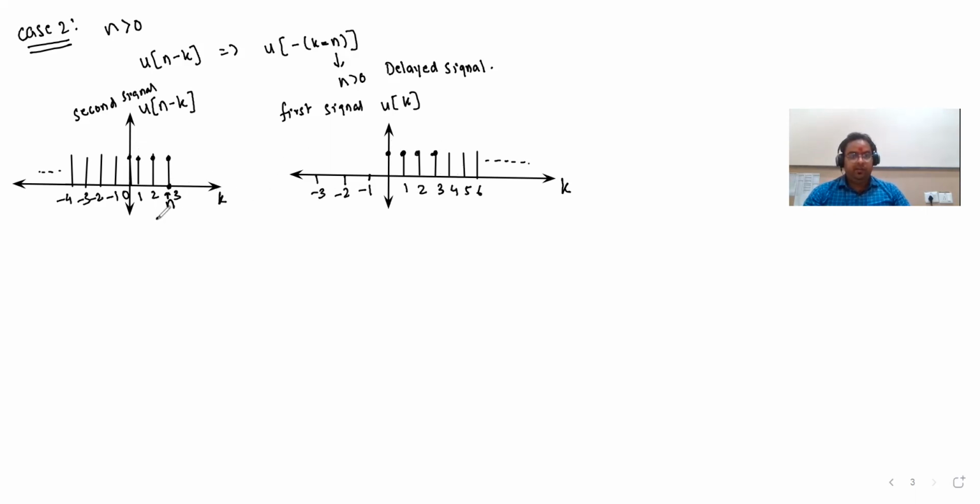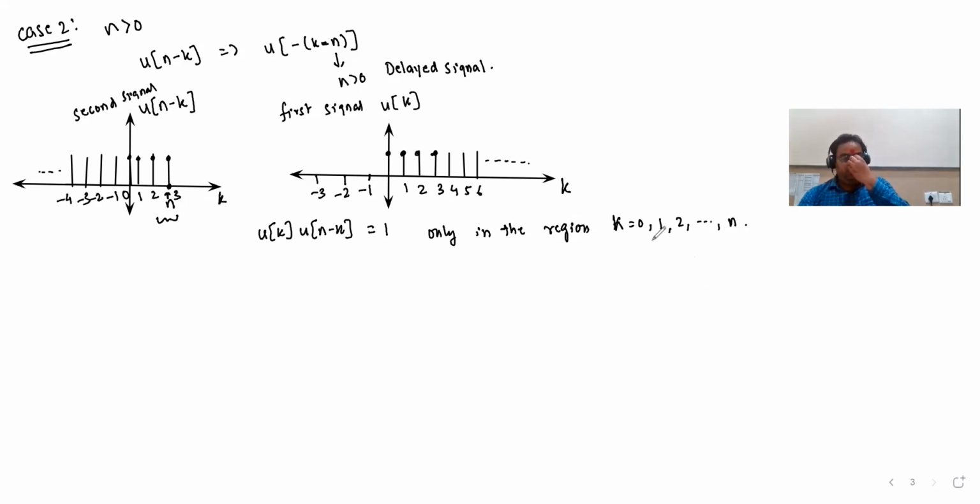So only up to n here, the product of u of k and u of n minus k is going to have some value that is equal to 1. That is, u of k multiplied by u of n minus k will be equal to 1 only in the region k equal to 0, 1, 2, and so on up to n. Only for these samples it is going to have value 1.